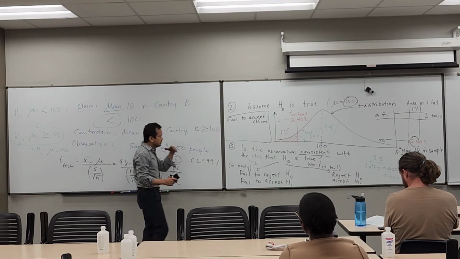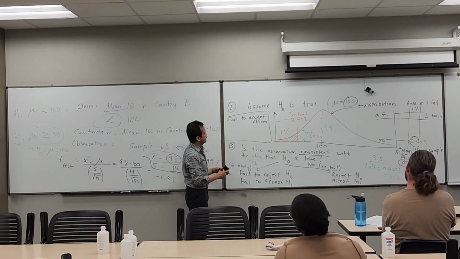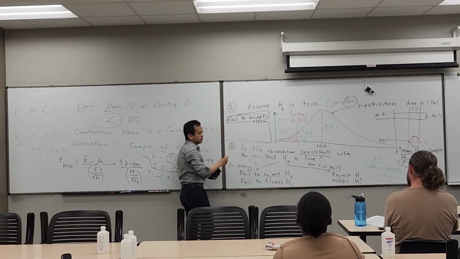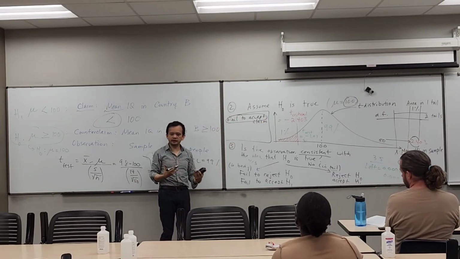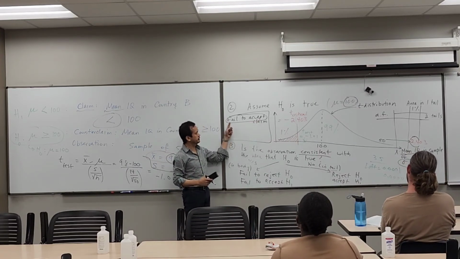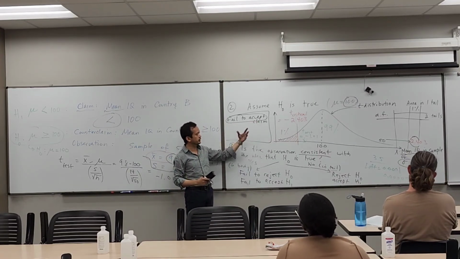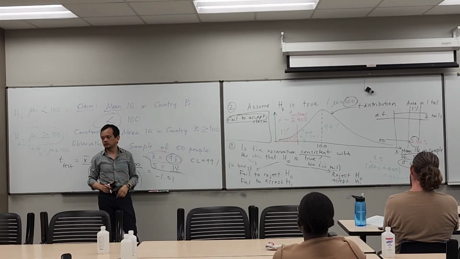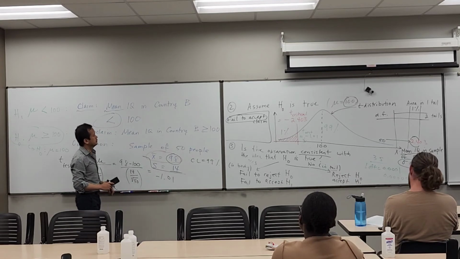Okay, and another thing I want to review and emphasize is that fail to accept doesn't mean reject, but you can think of it as leaning towards rejecting. So you can think of this as you're leaning towards rejecting the claim. Any questions? So what does that mean?